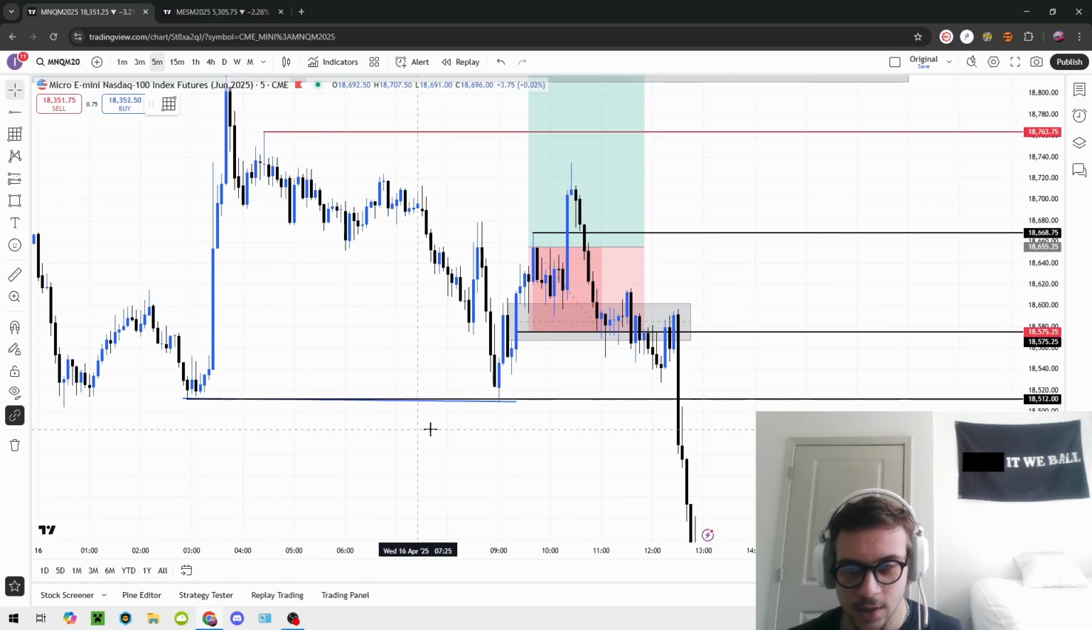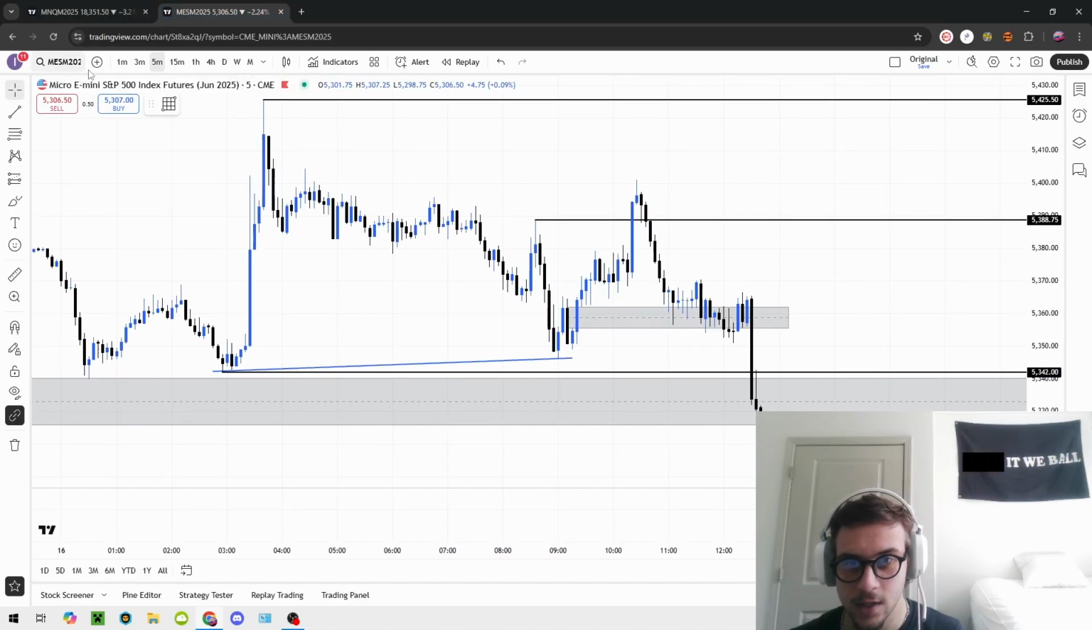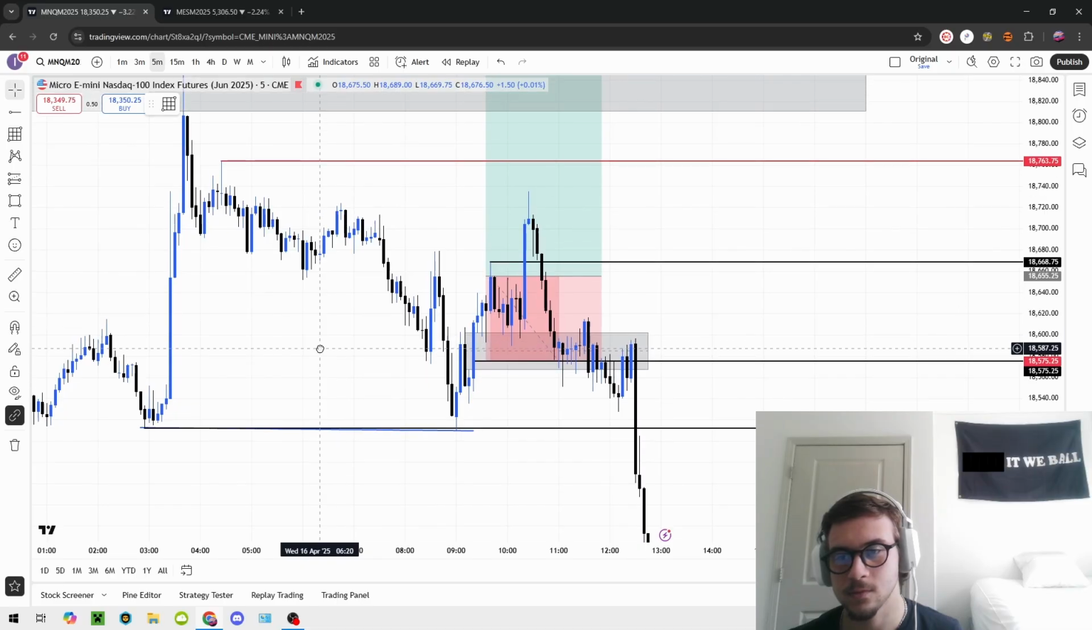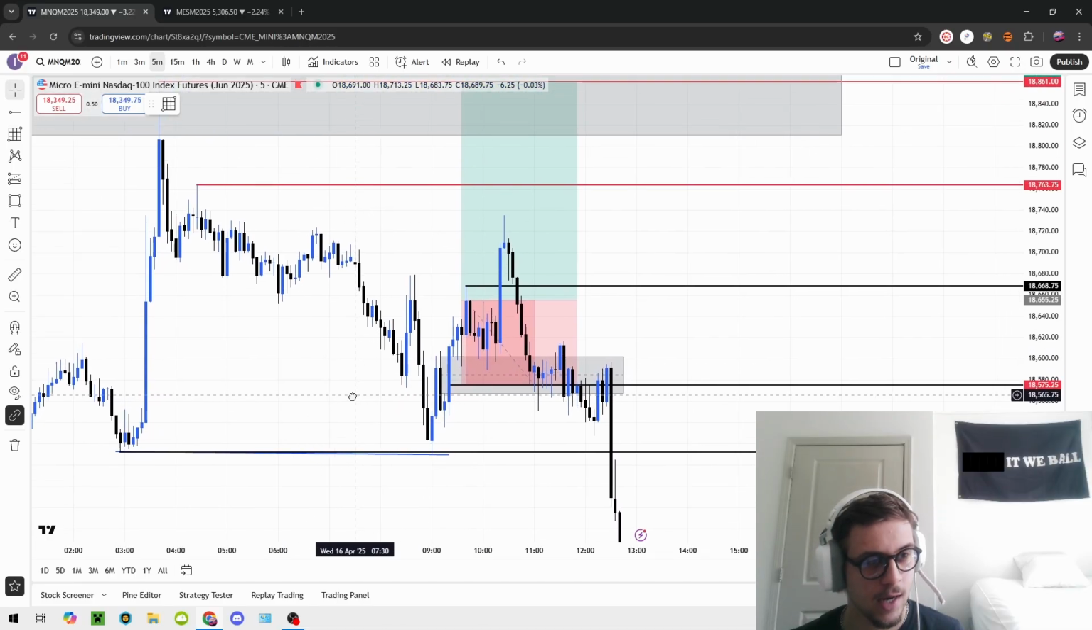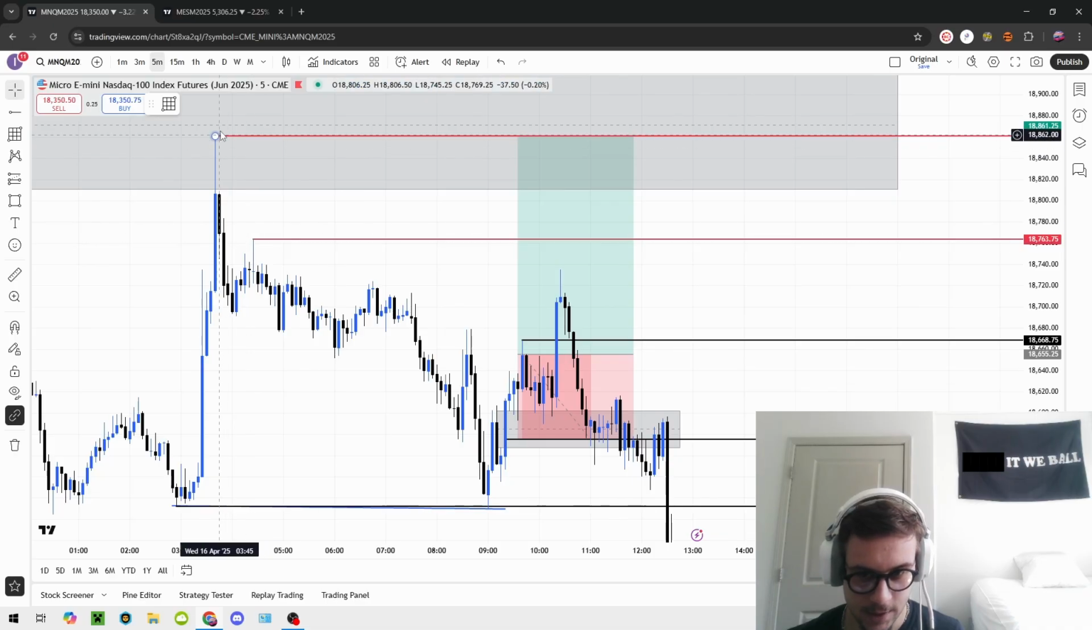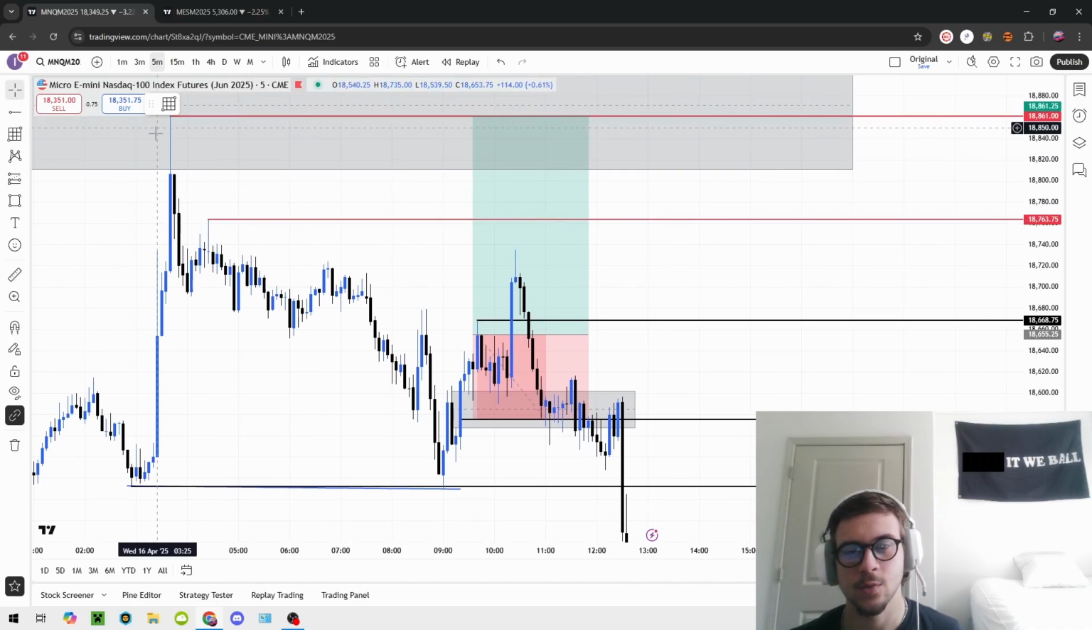So as you can see, these lows and this low, NASDAQ actually broke this low, while ES did not break this low. So after this sweep happened, I was looking for longs to take out London highs, both here and here. This was TP1, TP2.